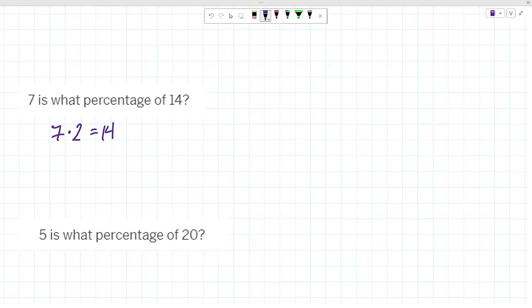7 times 2 is 14, which is the same thing as saying 7 is half of 14. And what percentage are we talking about when we talk about half of a number? That's 50%. So 7 is 50% of 14. So the answer to this one is 50%.